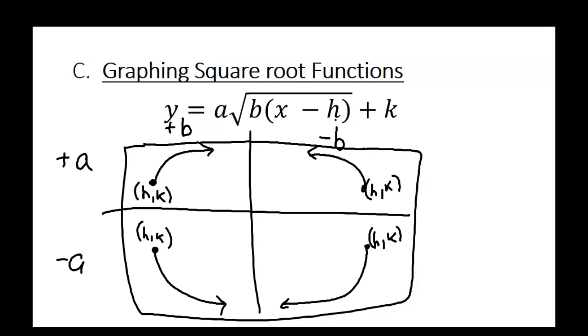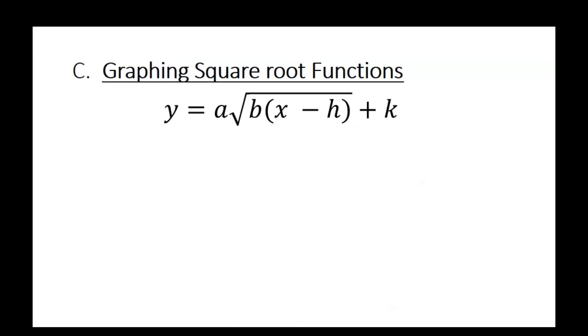Now, anytime your B is positive, look at your arrow. The arrow points to the right. And when your B is negative, your arrow points to the left. So if you have a negative inside the radical in front of the x, your graph is pointing to the left. If you have a positive in there, it's pointing to the right. For the A's, a positive A means that the graph is going up, whereas a negative A means it's going down. Okay? All right, so there's our summary of the different types of shapes. So we're just going to graph a couple of these.